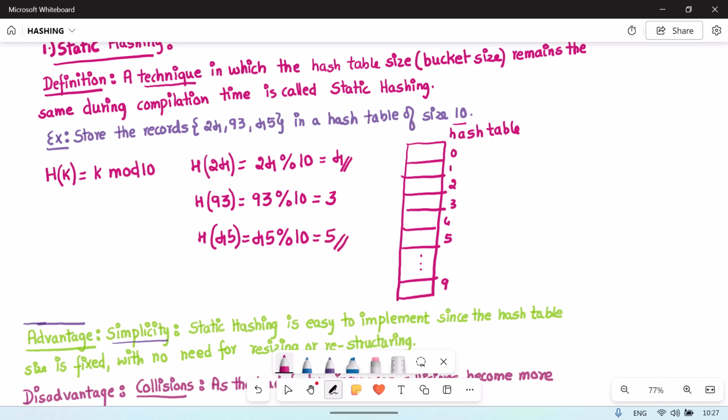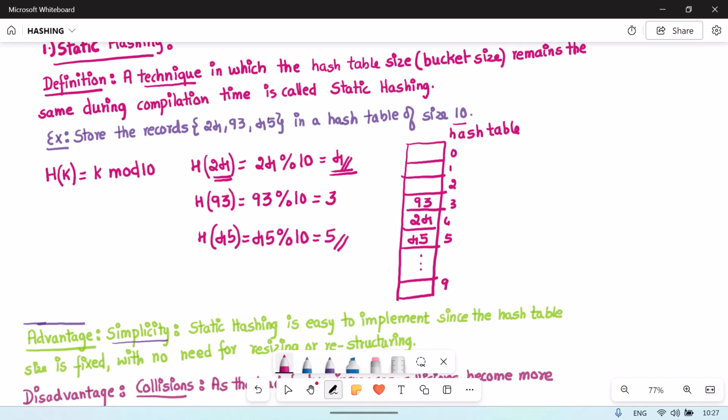Okay. So this means that in the fourth index, I will have to place the value 24. So in the fourth index, I am placing the value 24. Likewise, in the third index, I am placing 93. And in the fifth index, I am placing 45. Like this. This is how the static hashing is carried out.